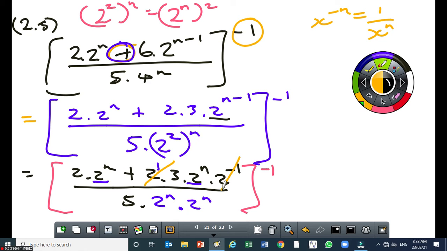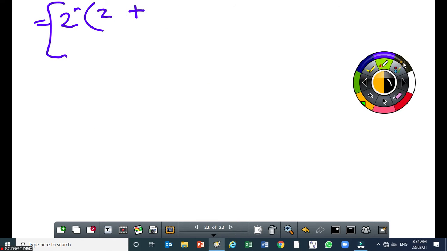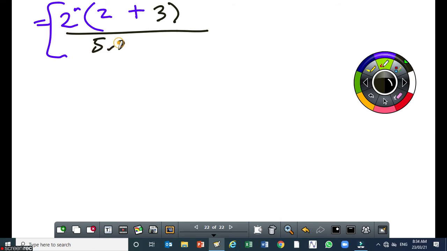2 to the power of 0 is a 1. So it means I'm going to be left with that 3 in the numerator. For now, let me write down my numerator. So this will be plus 3. All this is under one common denominator, so that will be 5 times 2 to the power of n times 2 to the power of n, all raised to the power of minus 1.